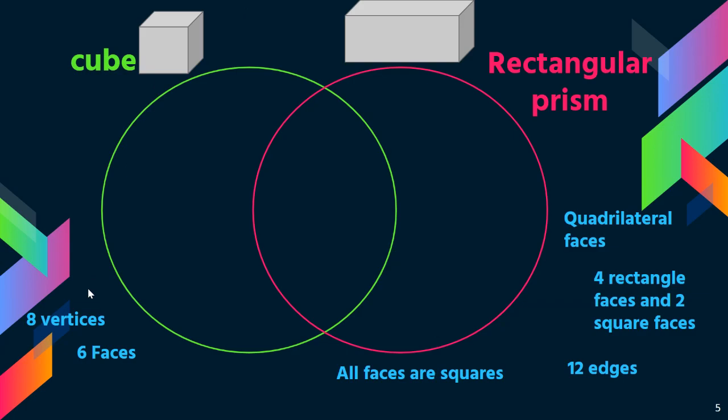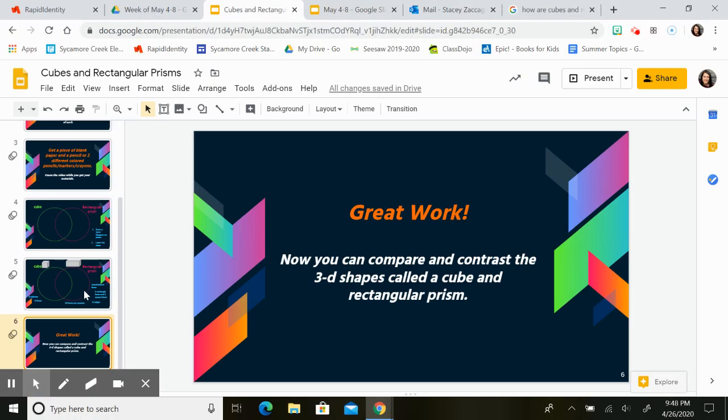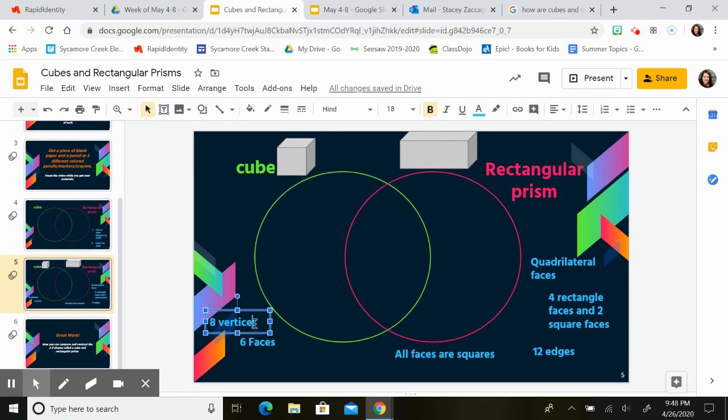And if you were to put that one right here, oops, I'm sorry. Let me go back and do it this way. You have to take this one right here, 8 vertices, and that one will go in the middle because that matches both the cube and the rectangular prism.